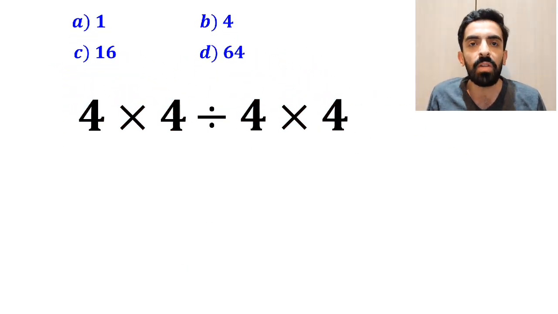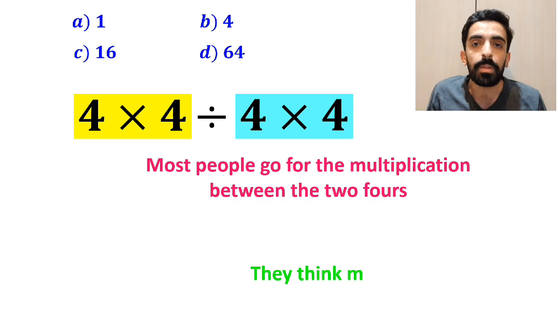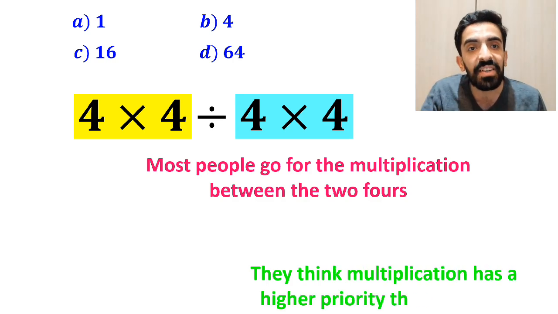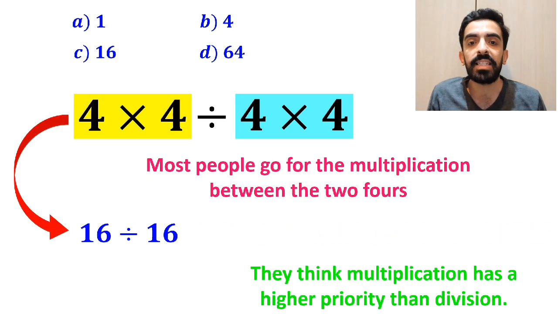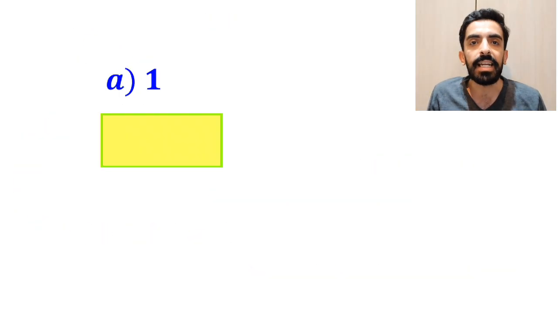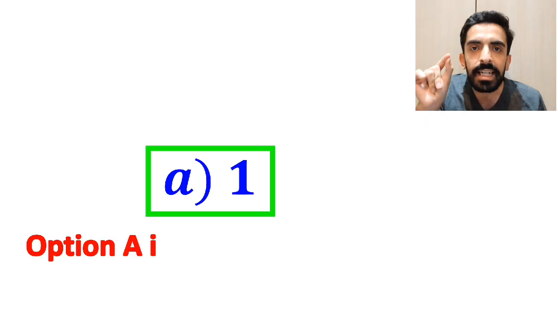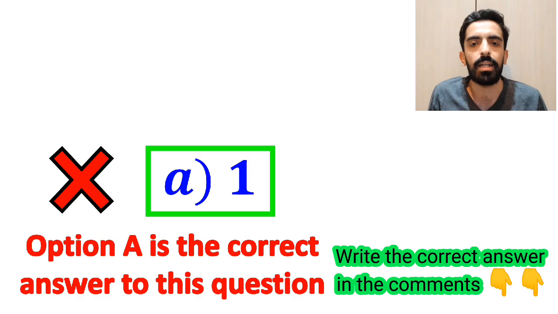In the first step of solving this question, most people go for the multiplication between the two 4's because they think multiplication has a higher priority than division. So, instead of this expression, they write 16 divided by 16 and in the end, it gives them the answer 1. Then, without any hesitation, they immediately say that option A is the correct answer to this question. But this answer is absolutely wrong.